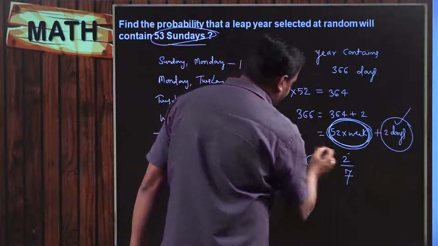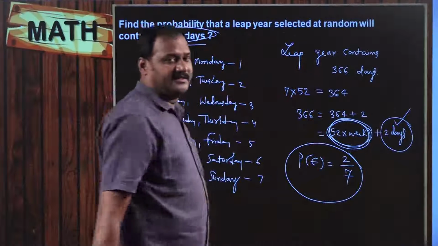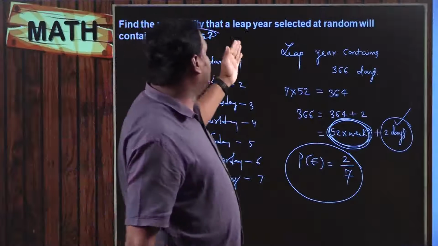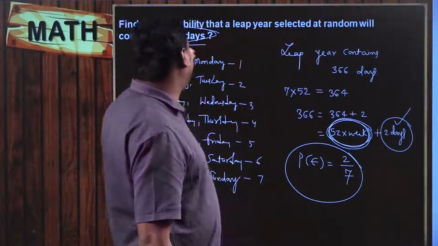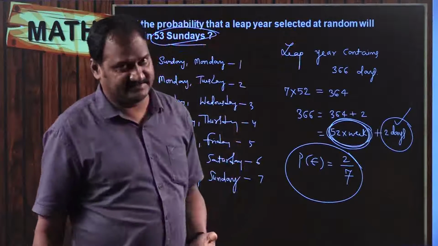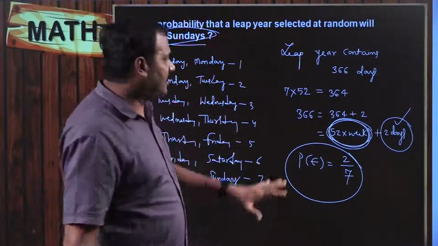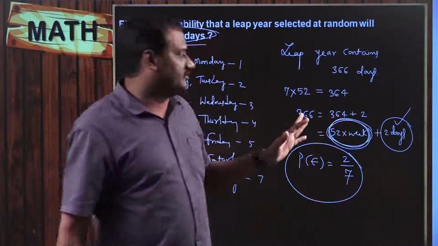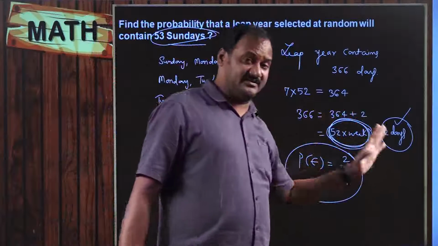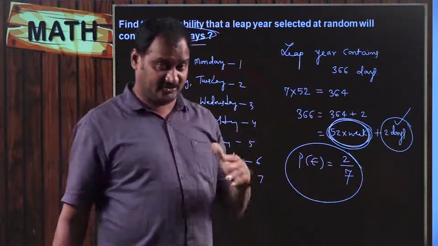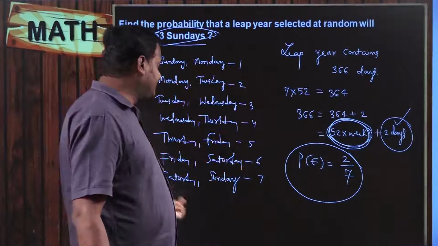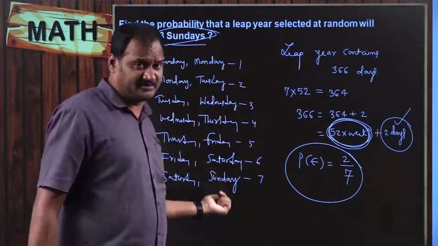So 2 divided by 7 is the probability that a leap year selected at random will have 53 Sundays. You understand? So already 52 weeks has Sunday compulsorily. So the remaining is nothing but the remaining 2 days. So those 2 days can be these possibilities. Out of how many possibilities? There are totally 7 possibilities.